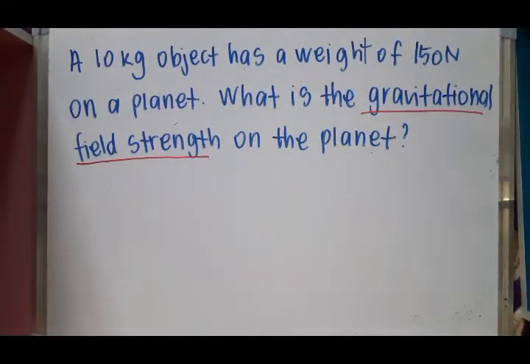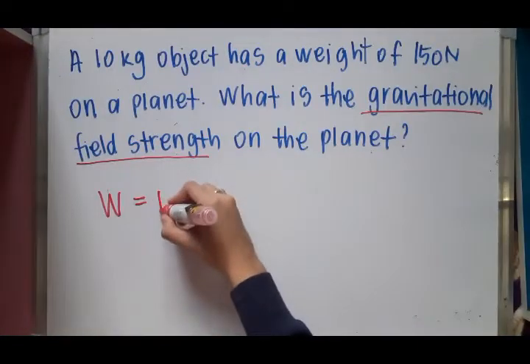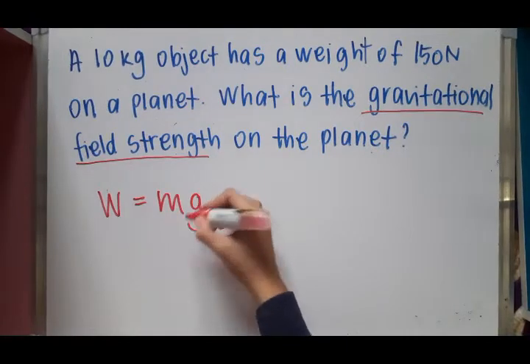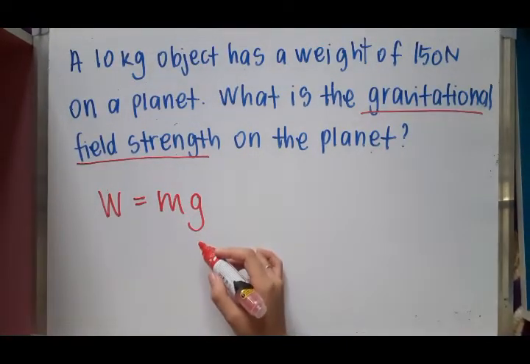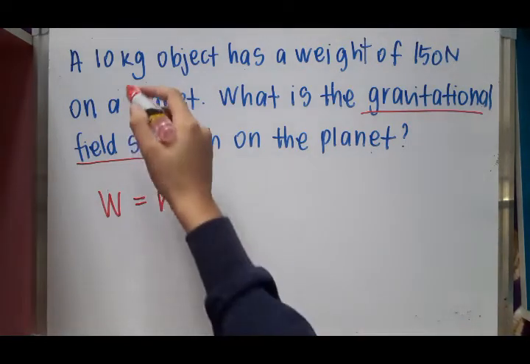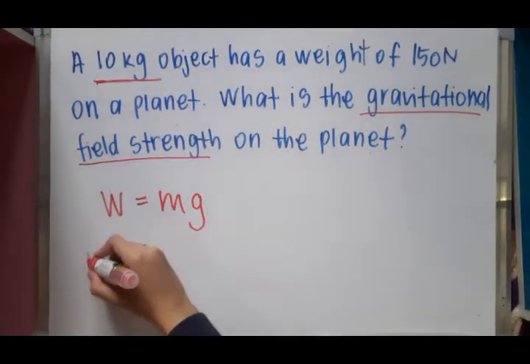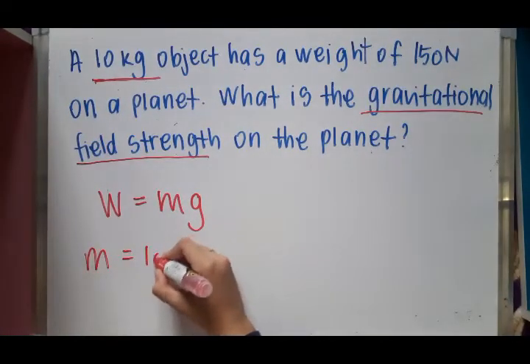So to find the gravitational field strength, we need to use the formula W = mg. Okay, g is gravitational field strength, right? So what is the information that the question gives us? The first one is a 10 kg object. It means that the mass is 10 kg.